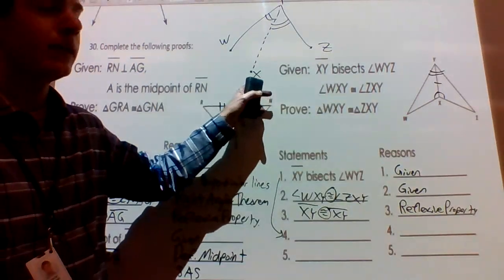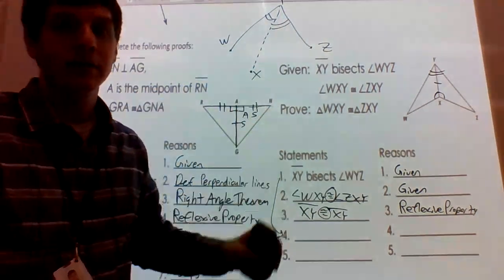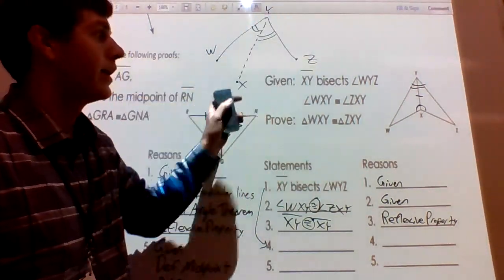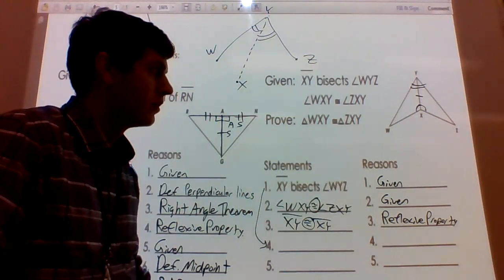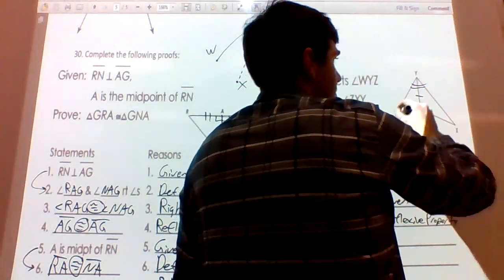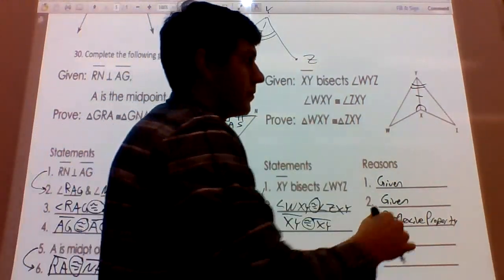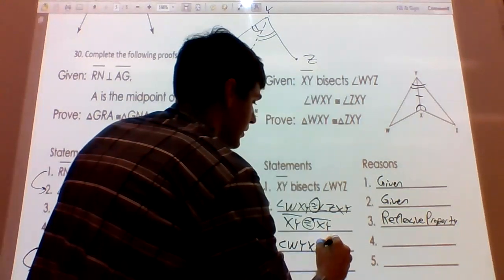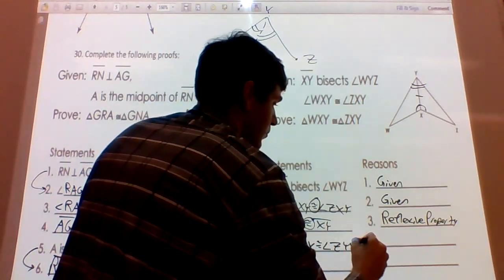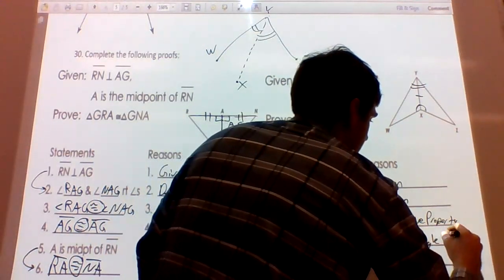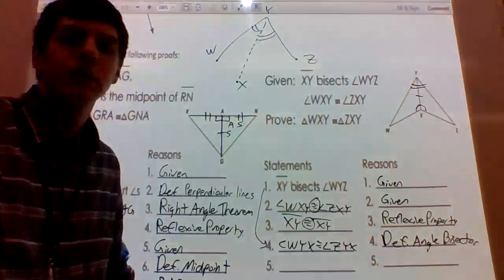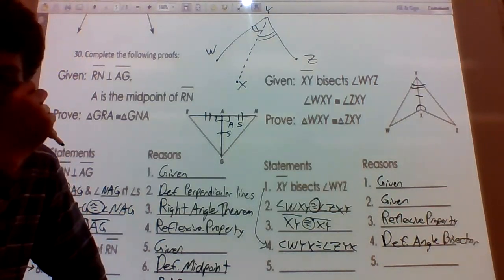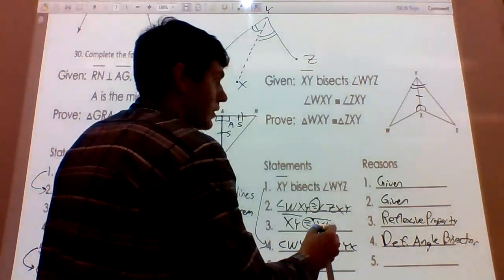Angle WYX is congruent to angle ZYX. We're splitting it in half, into two congruent parts. So we're splitting this angle WYZ into two congruent parts, WYX and ZYX. So angle WYX is going to be congruent to angle ZYX by the definition of an angle bisector. An angle bisector splits an angle into two congruent angles. It splits the big angle into two congruent smaller angles. Splits it in half. We now have, let's write it in.